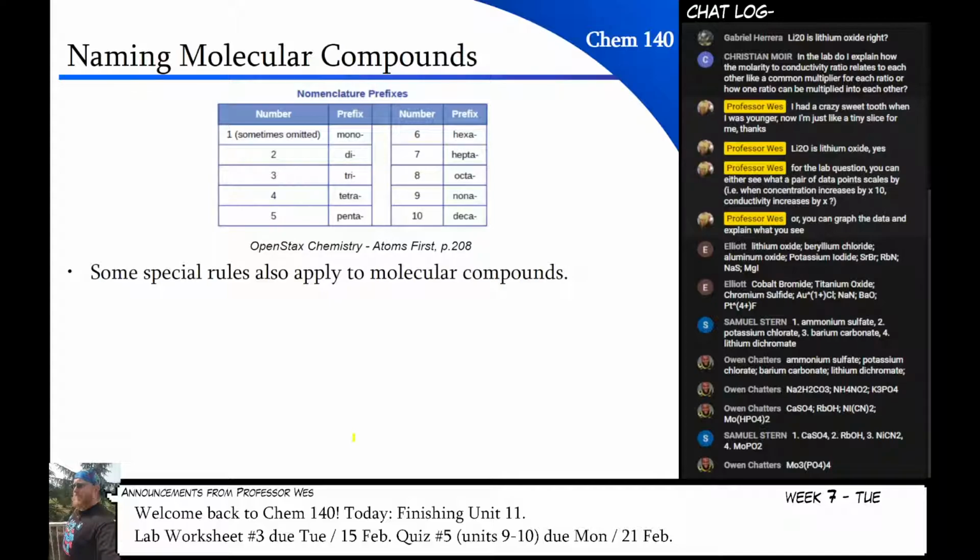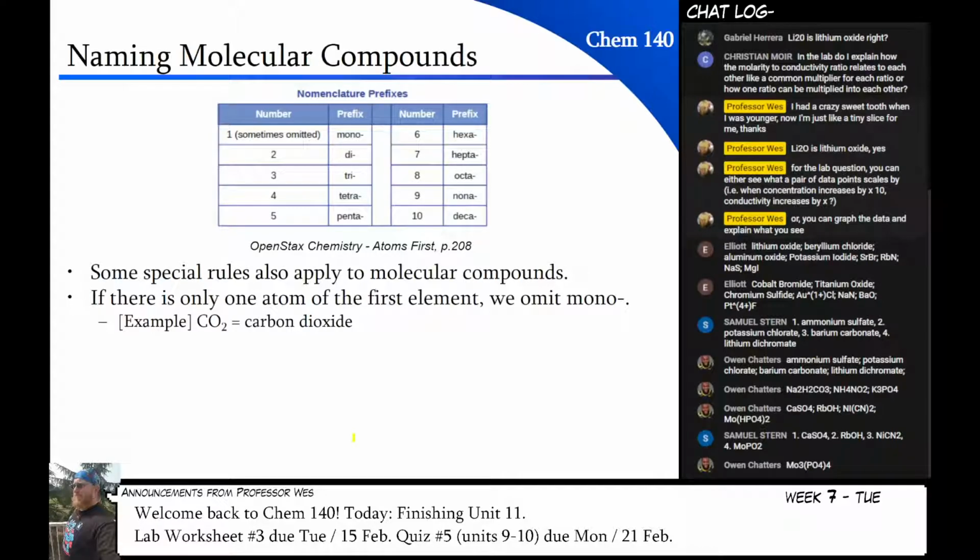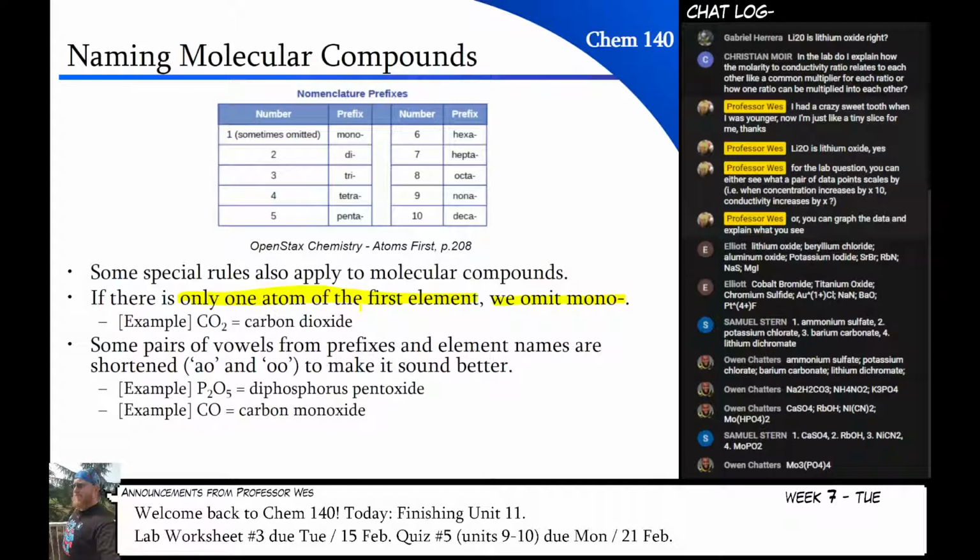There are the prefixes on the screen. Where it says one sometimes omitted, I think that's right here. So if the first element that is in your formula only has one, then you don't use mono. You just ignore it. So, for instance, we do not say monocarbon dioxide for CO2. We just say carbon dioxide. But if it was C2O2, we would say dicarbon dioxide. So we only do this with mono. Mono only appears if it is in the second element. So, like, CO would be carbon monoxide. We do keep mono for that.